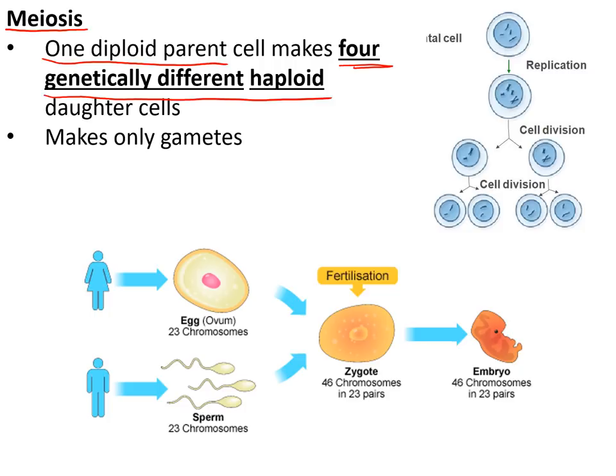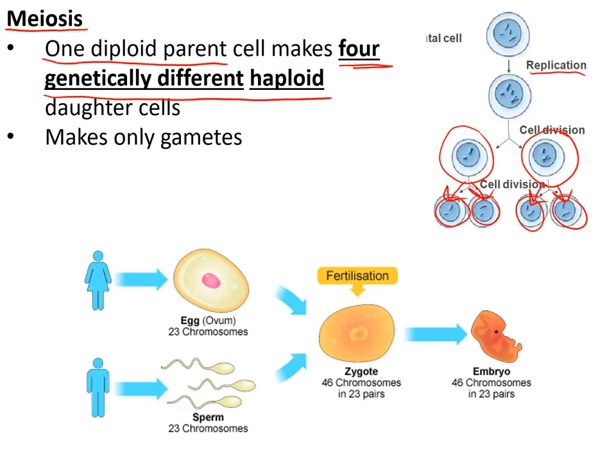So this starts in a similar way to mitosis. So you have some DNA replication at the beginning, and you start with a diploid cell that makes two diploid daughters. However, what happens then is that each of those diploid daughters splits again into a cell without first replicating its DNA. So that ends up making a total of four haploid daughter cells.